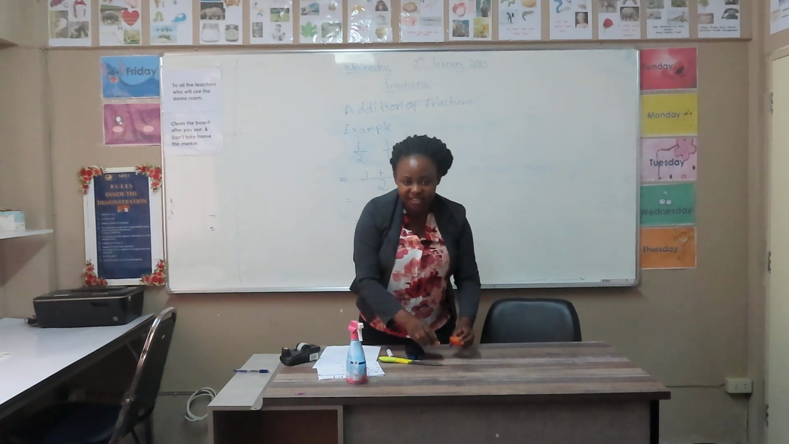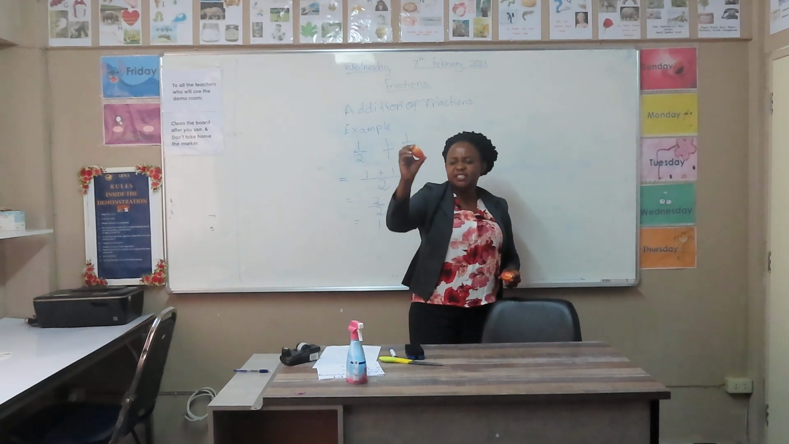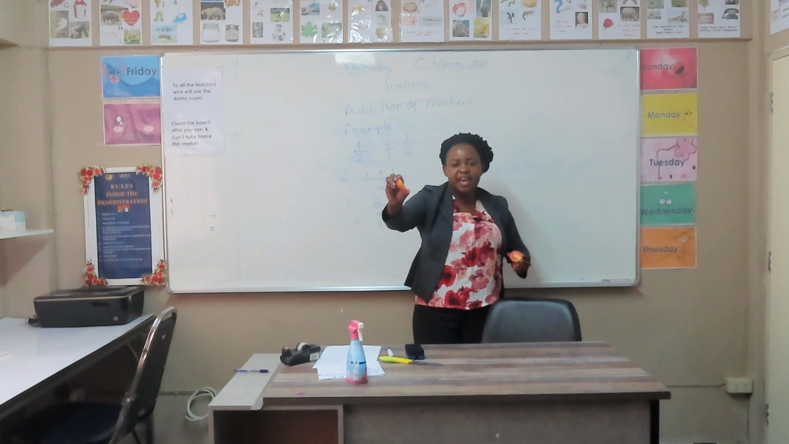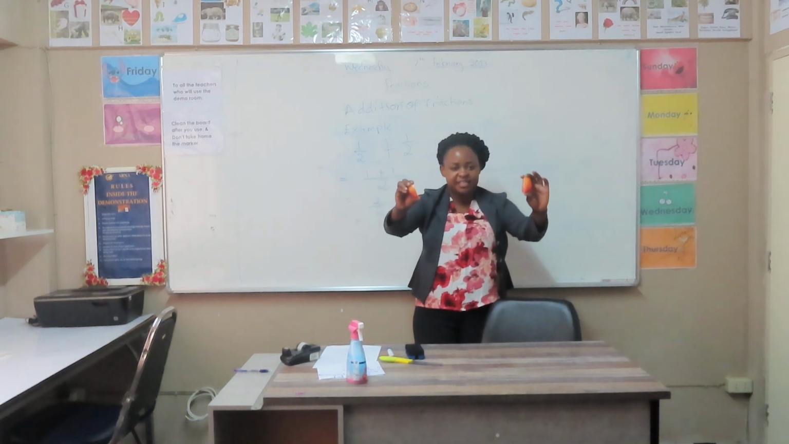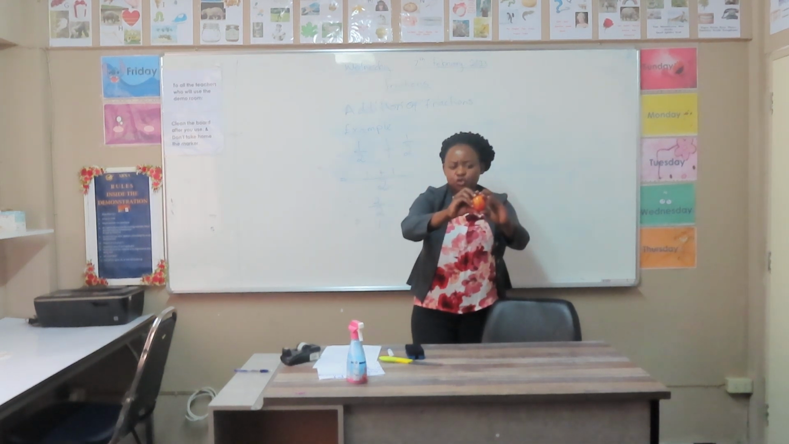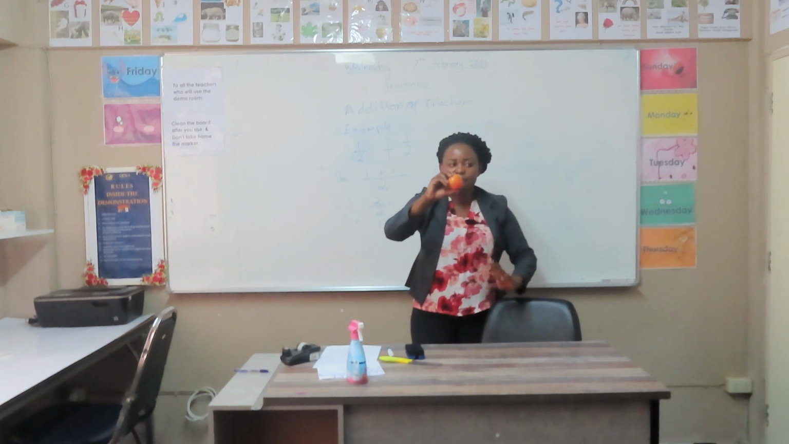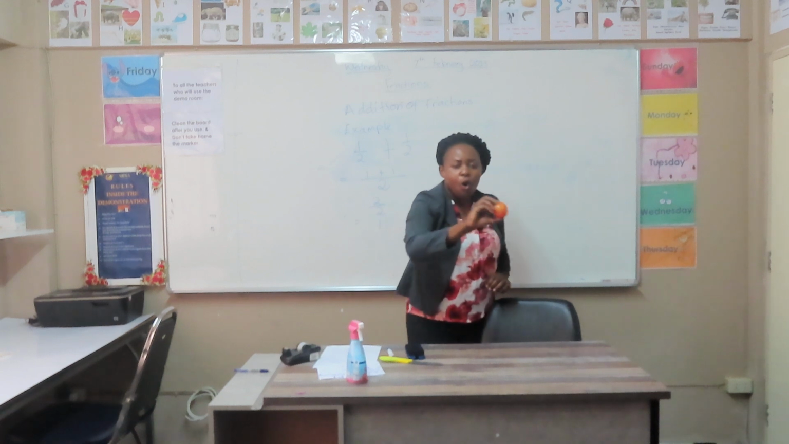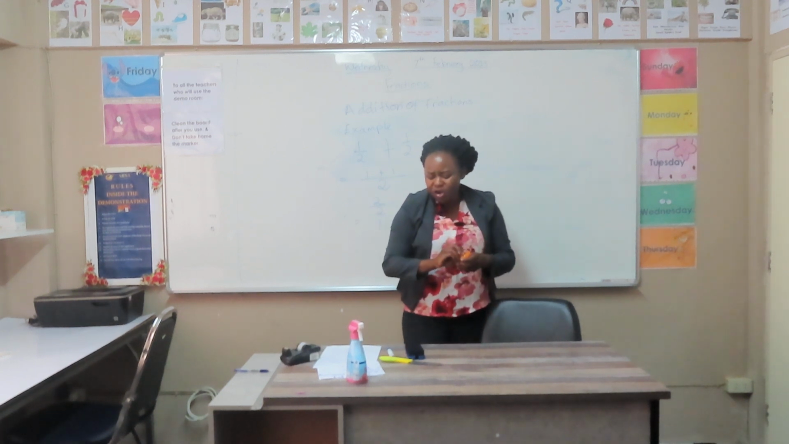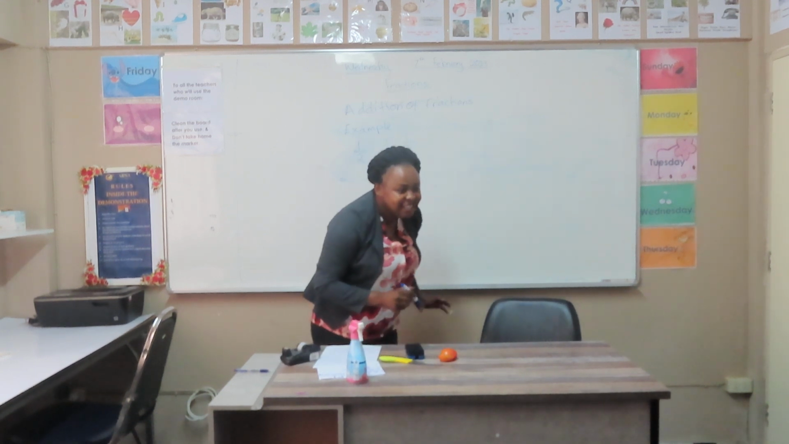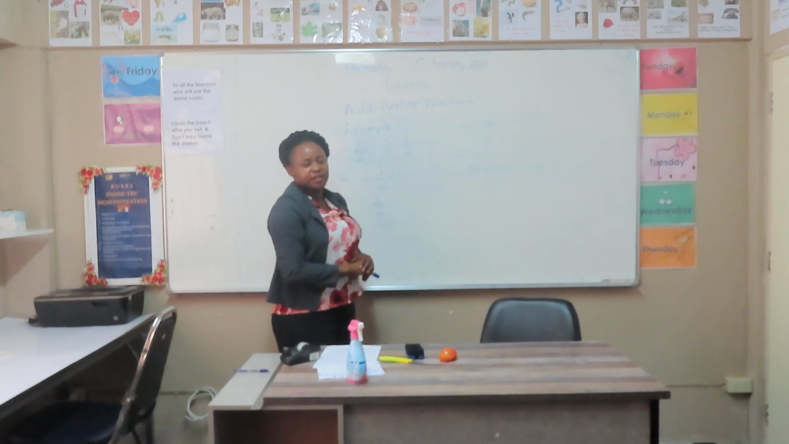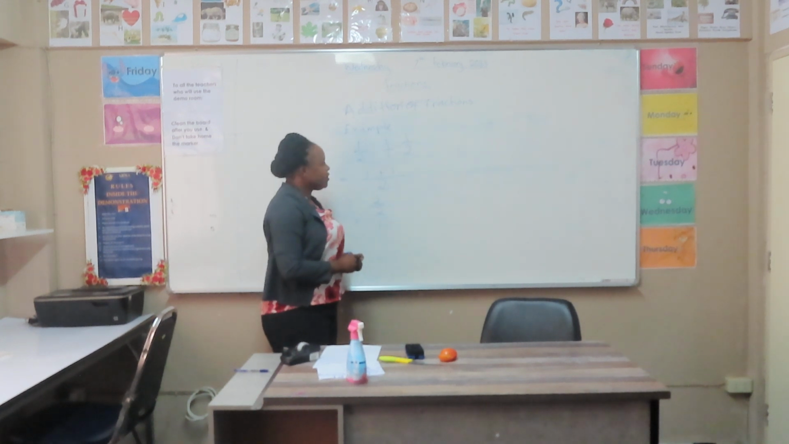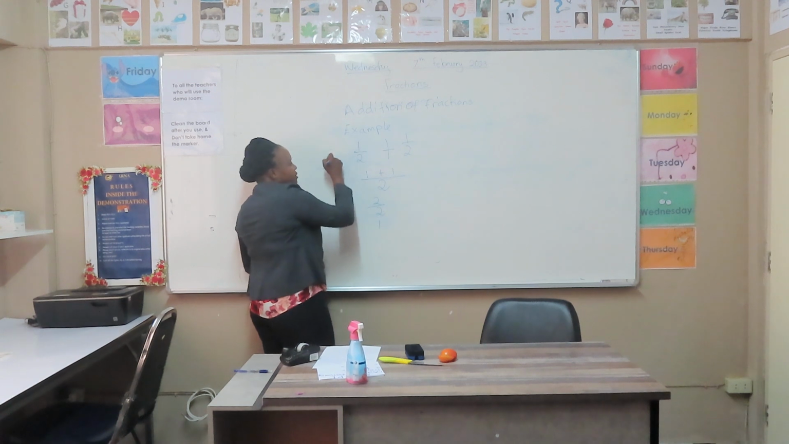Now, let me do it practically for you. I say this part is half. Then, if I combine it with this other part, if I combine these two parts together, it means that I'm now having 1 whole. So, this is how you do it mathematically, calculating. Now, let me give you the second example.